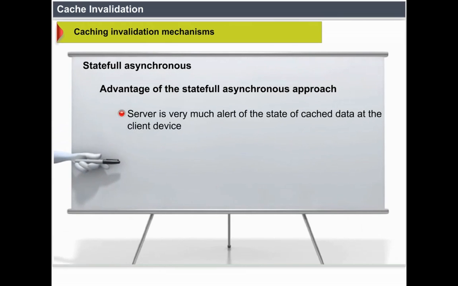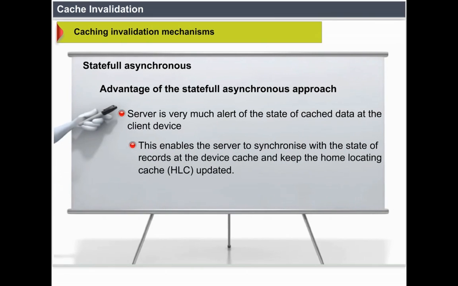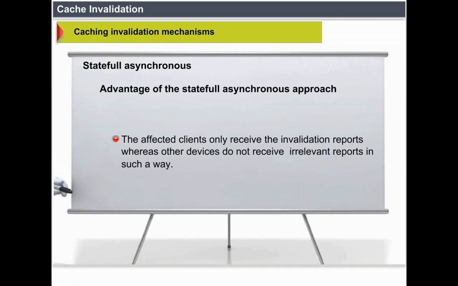The server keeps track of the state of cached data at the client device. This enables the server to synchronize with the state of records at the device cache and keep the home location cache HLC updated. Only the affected clients receive the invalidation reports and other devices are not flooded with irrelevant reports.